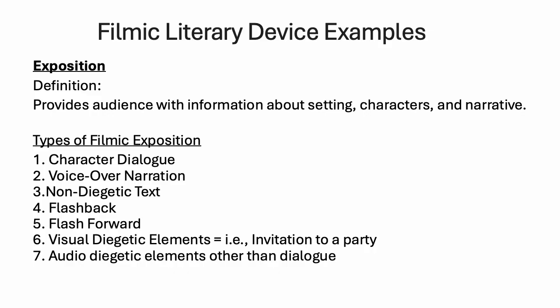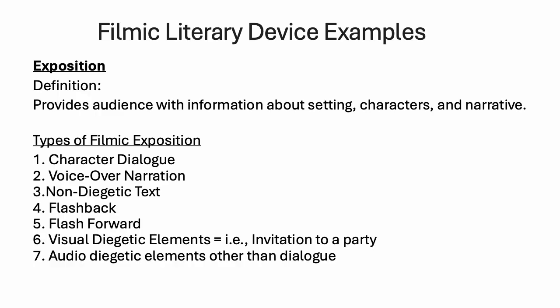So the first literary device that's used commonly in film is called exposition. Exposition is when information is presented to the reader or the audience in various forms. Let's take a look at some different types of exposition in film. Primary of which is on-screen dialogue, but there's also things like voiceover narration, flashback, flash forward, visual diegetic elements, and other audio diegetic elements other than dialogue.